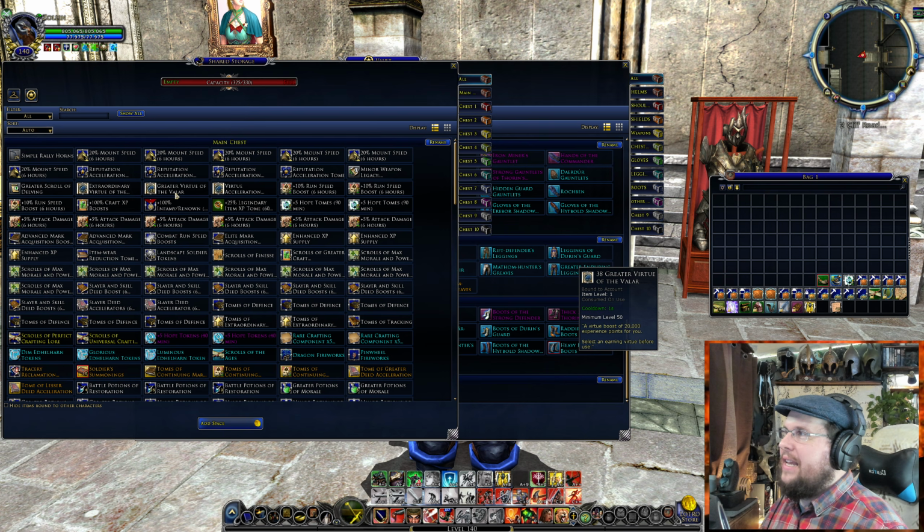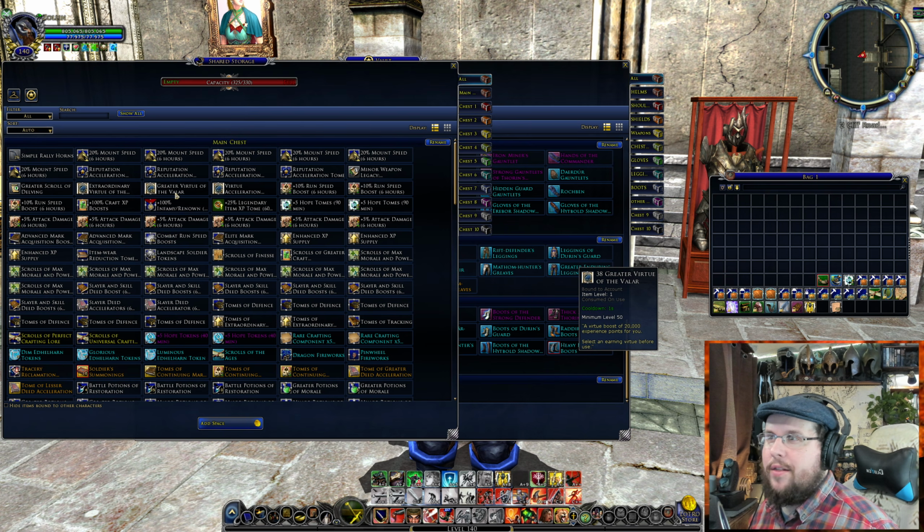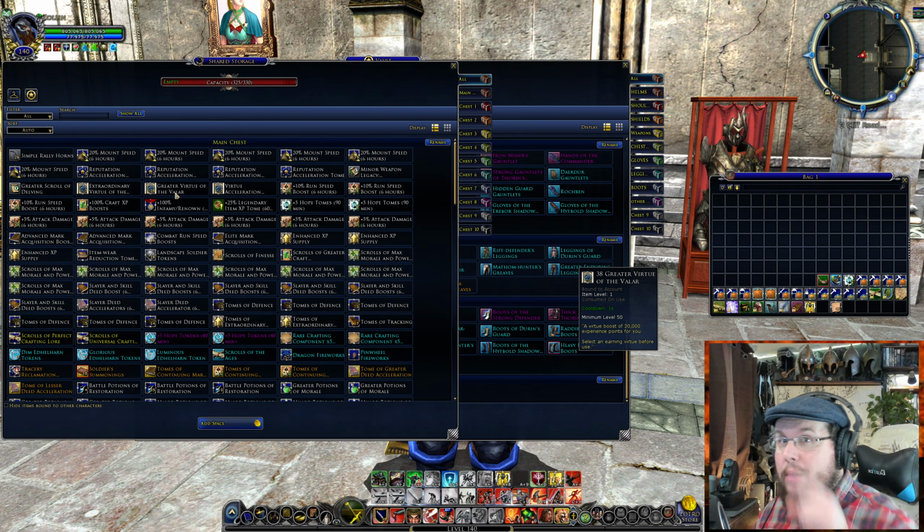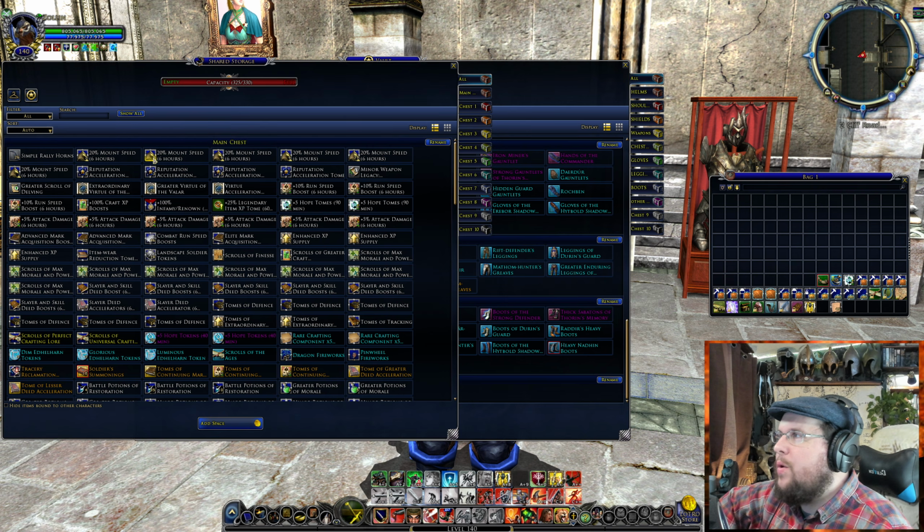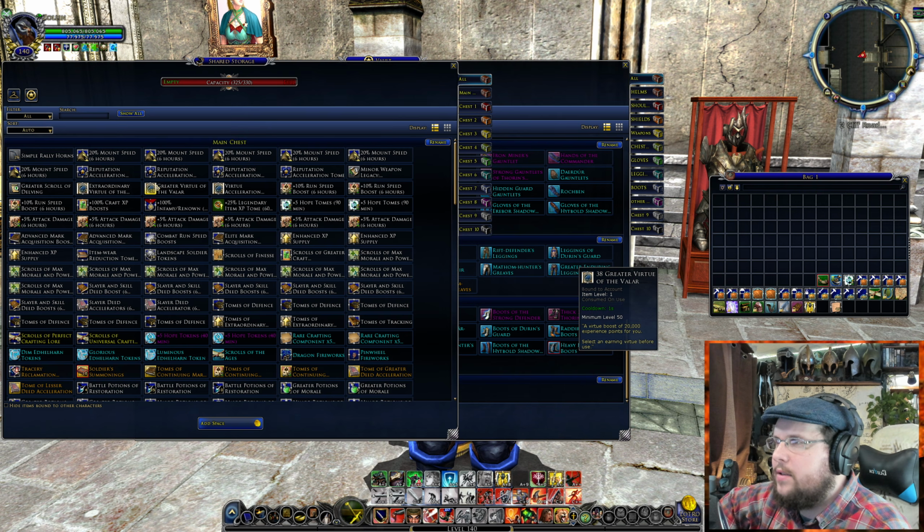So for example, these greater virtue of valor tokens, right? They're bound to my account, as you can see there in the brownish color right under their name in that little box when I hover them. When you hover an item, you can always look at the details on it. It says bound to account, so anyone in my account could pull this out and use it, any of my characters that are connected to my account.